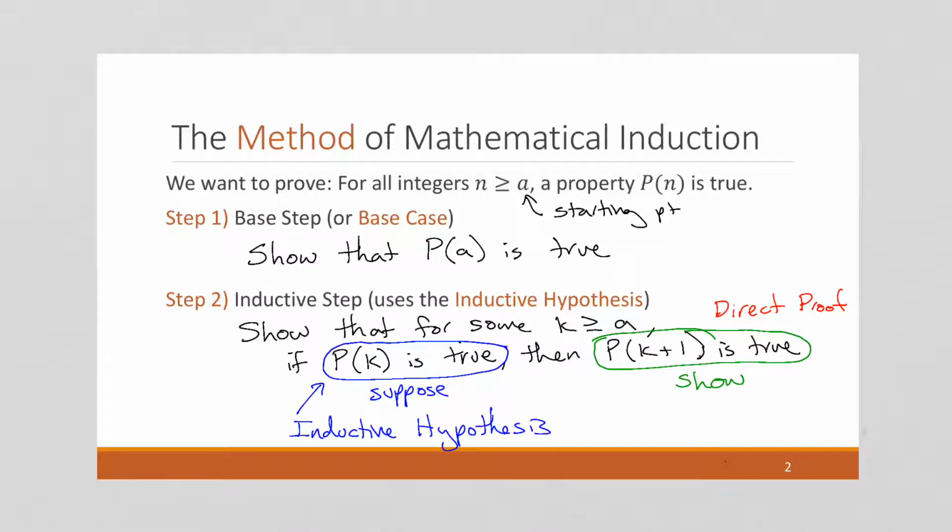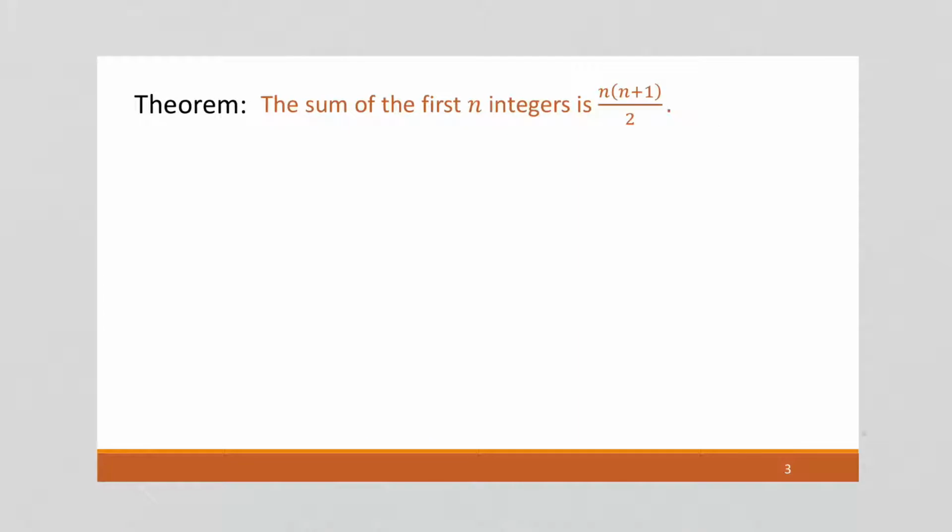Okay, so we're going to do an example. We're going to take a look at the sum of the first n integers. And we're going to claim that the sum of the first n integers is n times n plus 1 over 2. So we can write this briefly in summation notation. The sum from i equals 1 to n of i, right, we want to add together the first n integers, is going to equal n times n plus 1 over 2.